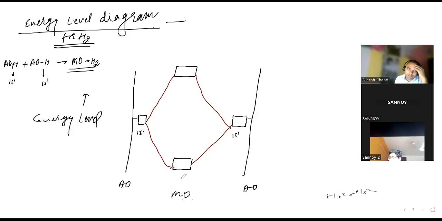S orbitals combining will form sigma bonding and the high energy sigma star anti-bonding. The total electrons here are one and one, so the energy gap is very large and the electrons will get paired in the bonding orbital. So what will be the configuration? Sigma 1s2, and in sigma star 1s there is 0, no electron.